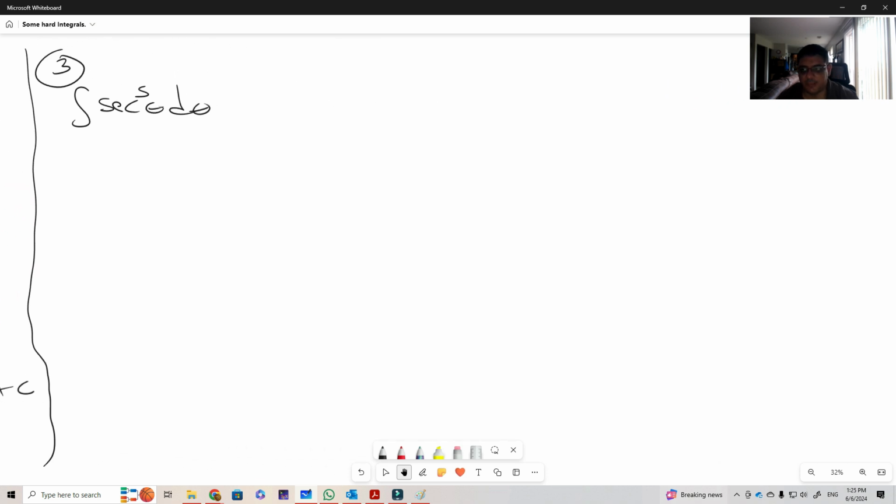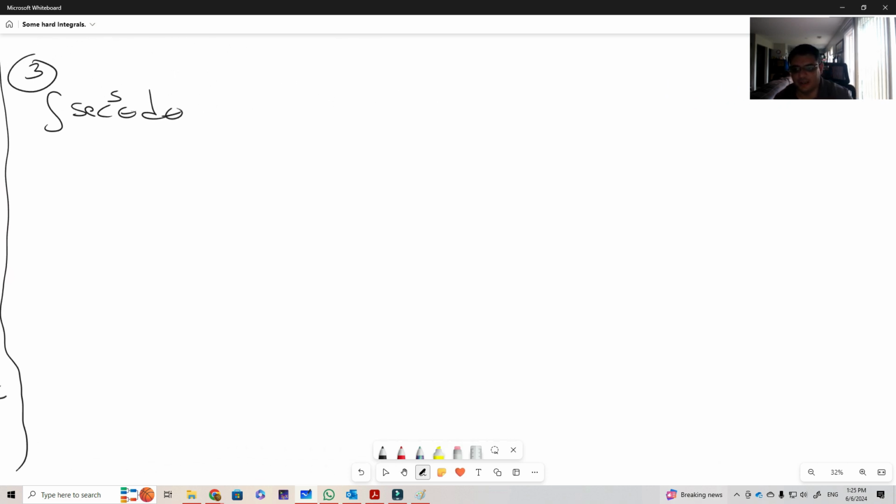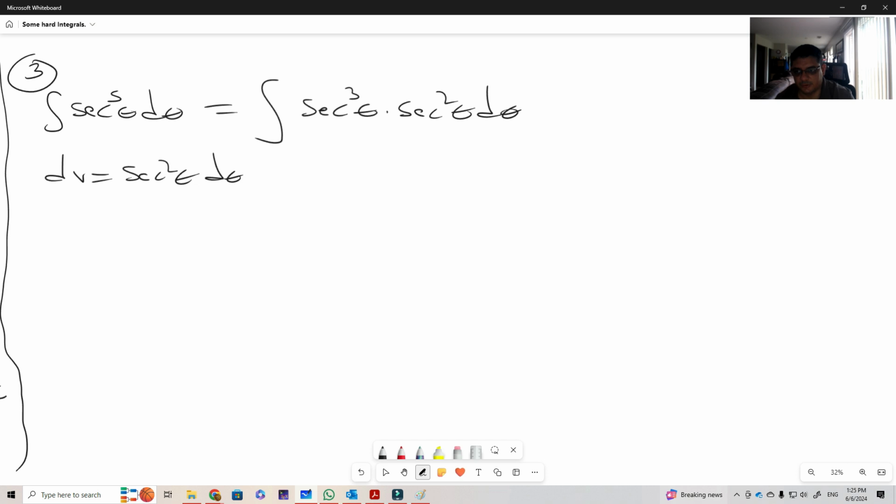And so you can probably suspect that I'm going to do a similar play here. And you are not wrong. This is secant cubed of theta times secant squared. And I'm going to try and integrate that. So dv is secant squared, which is going to give me the tangent. And now my u is going to be secant cubed. And so the du is going to be 3 secant squared of theta, and then the derivative of secant is going to be secant times tangent.